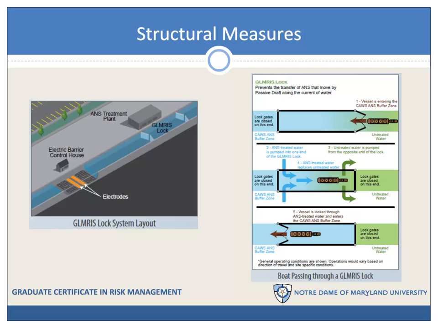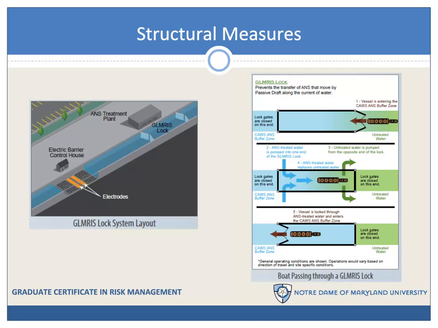Now move to the picture on the right. This is the Glimmerous Lock itself. Notice that a towboat is approaching from the right. The water surrounding that towboat is green. It is untreated water that might contain some aquatic nuisance species.